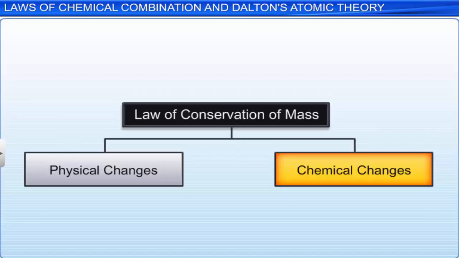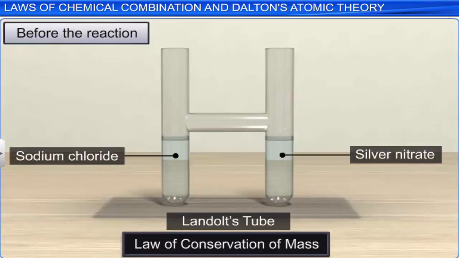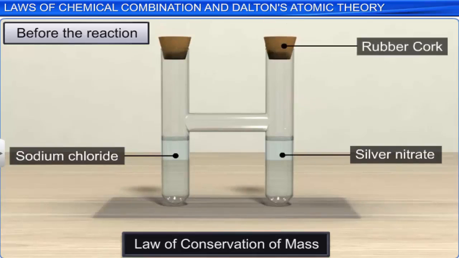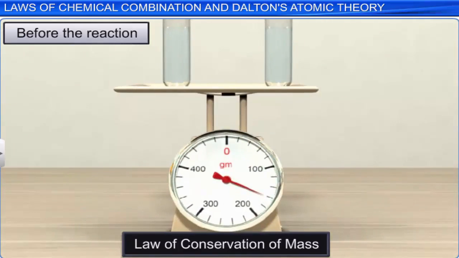Now, let's verify the part about chemical changes. We'll fill sodium chloride and silver nitrate in the two limbs of Landolt's tube. Now, let's seal both the limbs with a rubber cork. Let's weigh the tube and note the weight. This is the weight of reactants before taking chemical reaction.